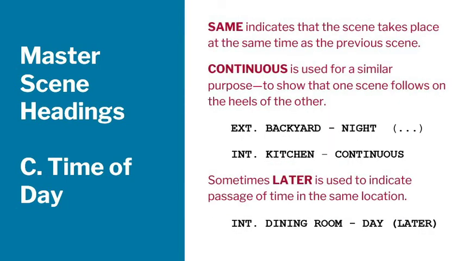In addition to night and day, terms like same and continuous will also be used in the slot for time of day. Same indicates that the scene takes place at the same time as the previous scene, while continuous is used to show that one scene follows on the heels of another. Sometimes later is also used to indicate the passage of time in the same location.